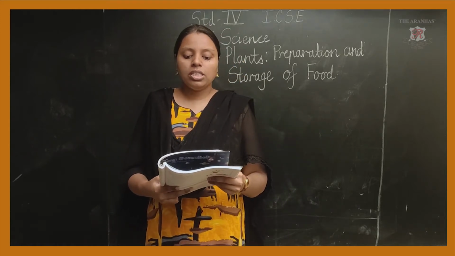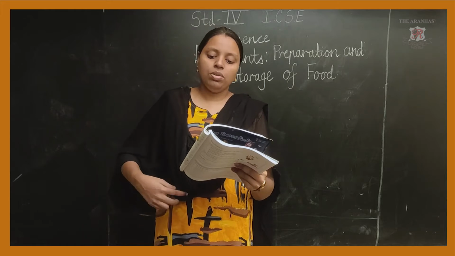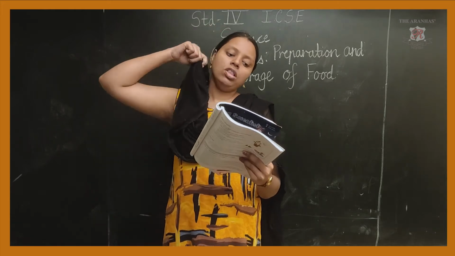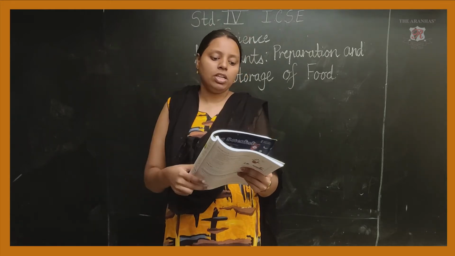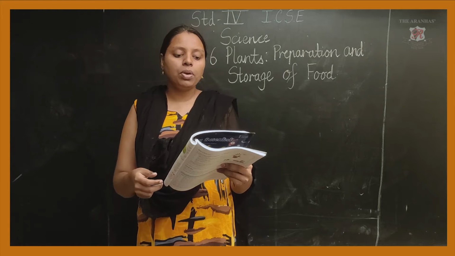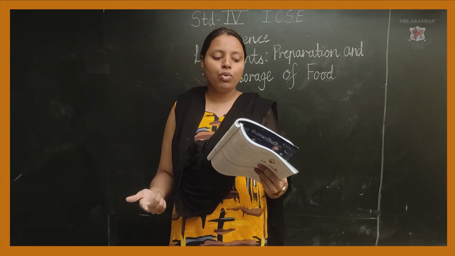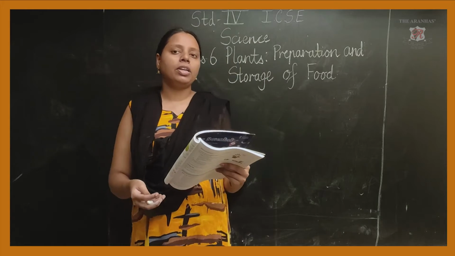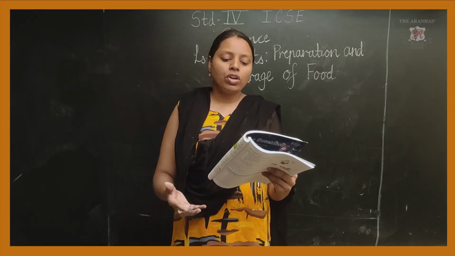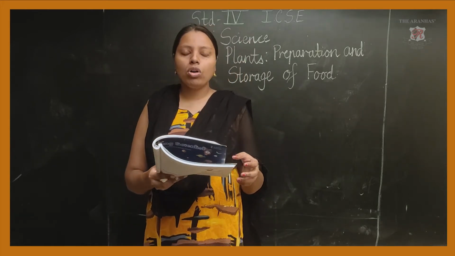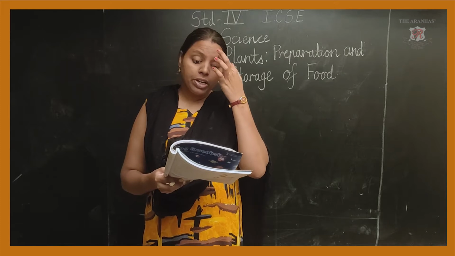The midrib and the side veins carry water, minerals and food to all the parts of the plant. So what do the midrib and the side veins do? They supply water, minerals and food to all the parts of the plant.